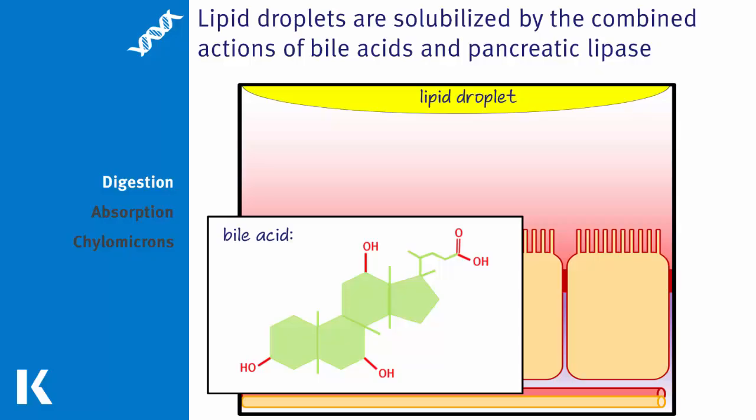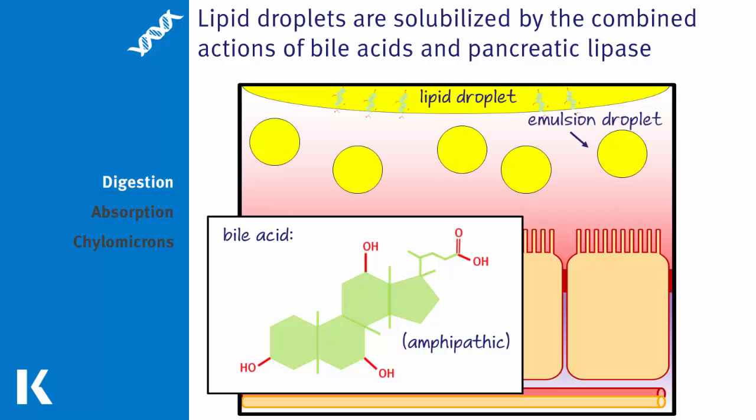These acids are synthesized in the liver from cholesterol, secreted from the liver, and stored in the gallbladder until they are needed. Bile acids are said to be amphipathic. This means that they contain both a hydrophobic portion, in this case the green cholesterol backbone, and a hydrophilic portion, which in this case is all of the red hydroxyl groups found on the molecule. These bile acids dissolve the large lipid droplet. This occurs because the hydrophobic portion dissolves in the lipid, while the hydrophilic portion dissolves in the aqueous lumen, making the lipid droplet more soluble.